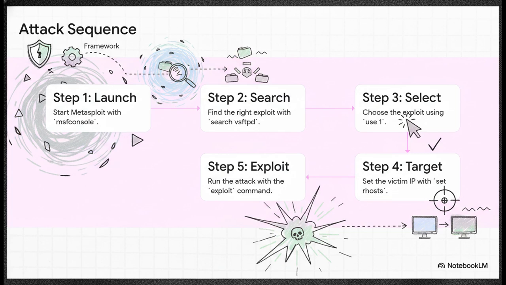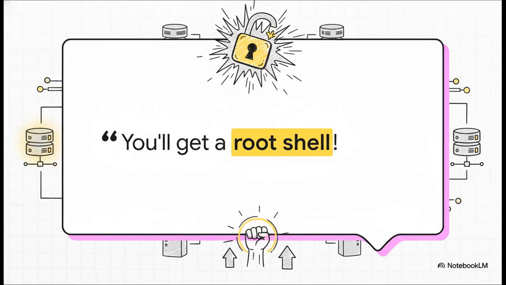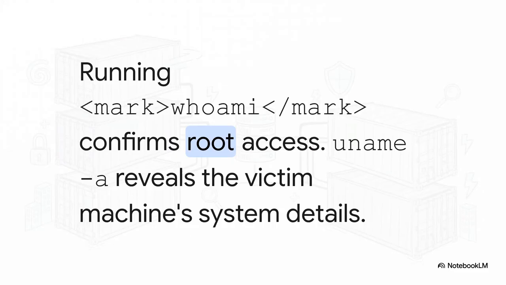First, we start the tool. Then, we search for an exploit that matches that vulnerable service we found. We select the one we want, we tell it our target's address, and then we just hit go. And if everything goes to plan, total success. You will get a root shell on that target machine. That means you have the highest level of admin access possible. You're in.